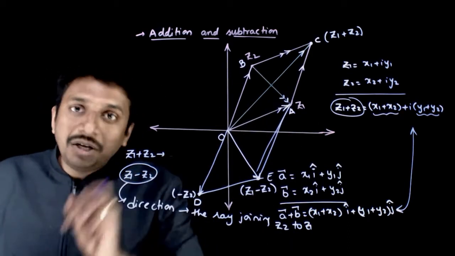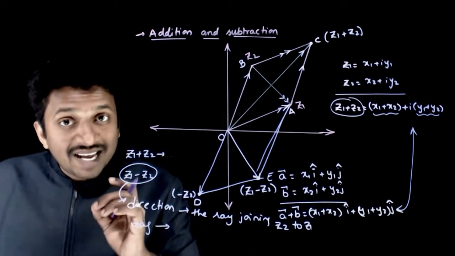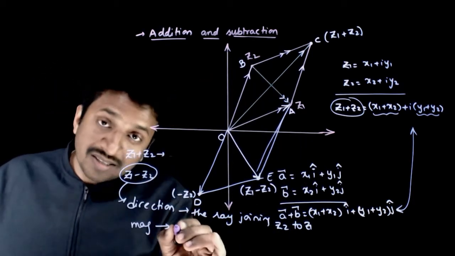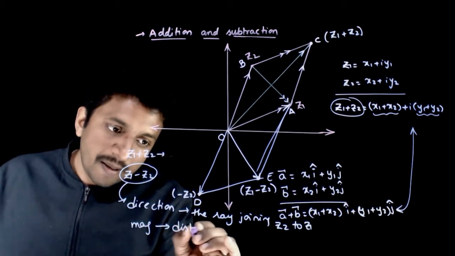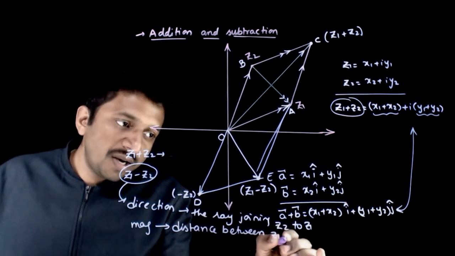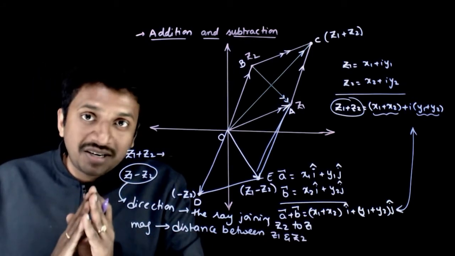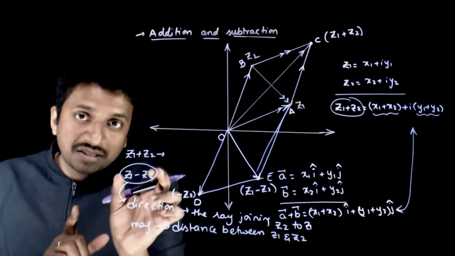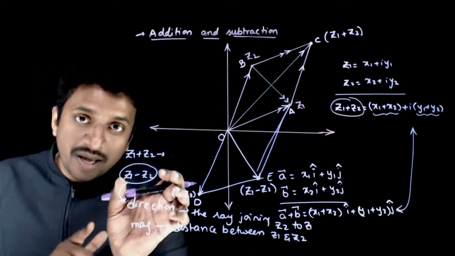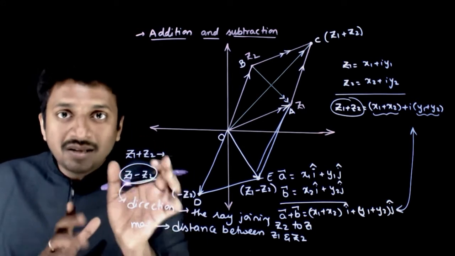And what is the magnitude of z1 minus z2? This length is exactly the same as this length. So the magnitude of z1 minus z2 is equal to the distance between z1 and z2. So these are the two important things which you need to understand. z1 minus z2 has the direction along the ray joining z2 to z1, and z1 minus z2 has a magnitude equal to the distance between the points z1 and z2.